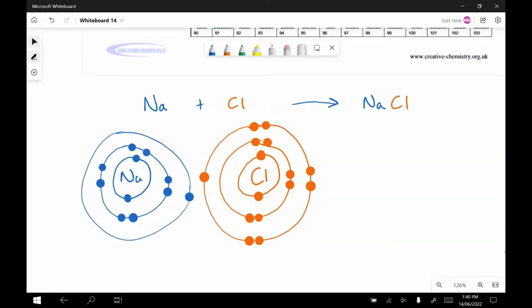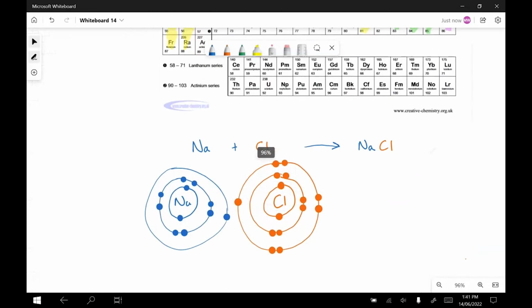Sodium meeting chlorine is a really good example of ionic bonding. Sodium is, for starters, an interesting example because you definitely wouldn't want to eat sodium. It's an alkali metal. And chlorine's a poisonous gas, you definitely don't want to breathe that in. But when they bond, they form sodium chloride, which is just table salt, which you can put on your hot chips and eat.